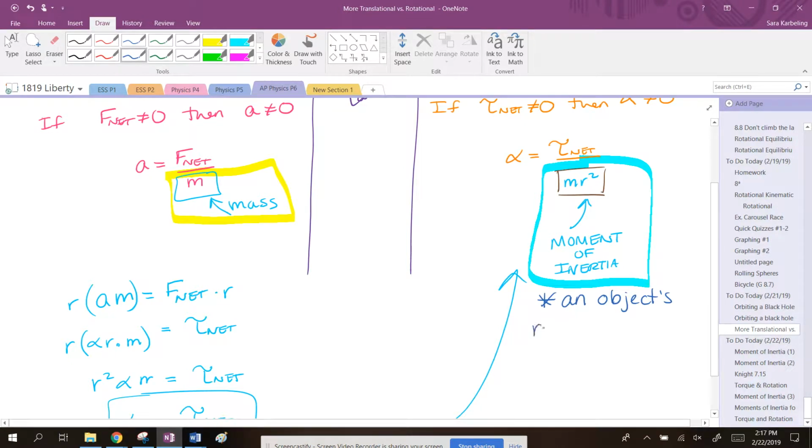So it's an object's resistance to change in rotational motion, or rotation, around an axis. Okay.